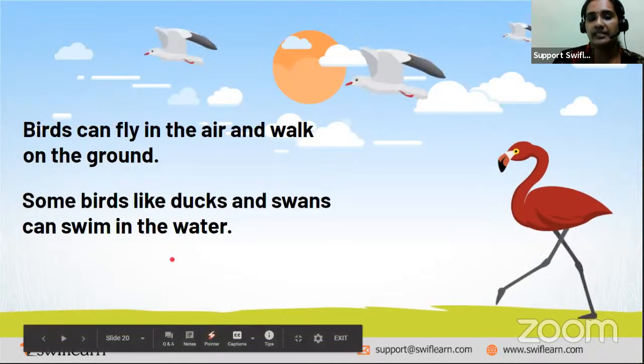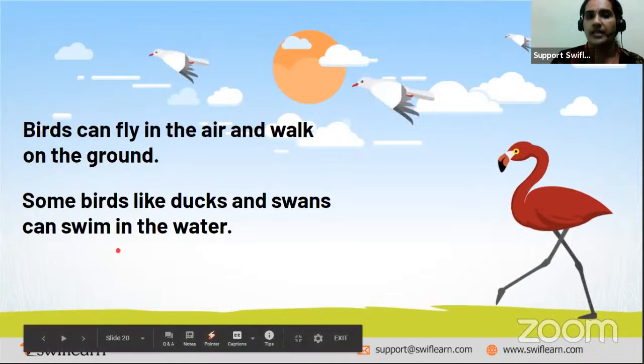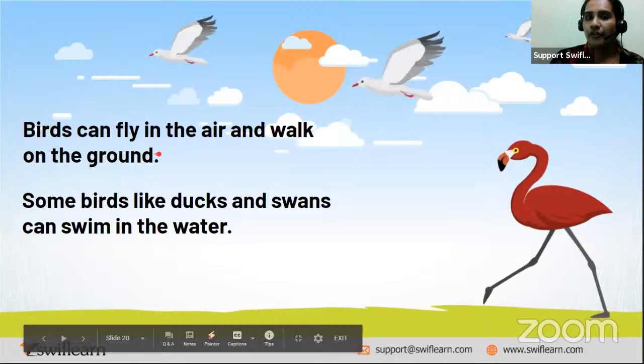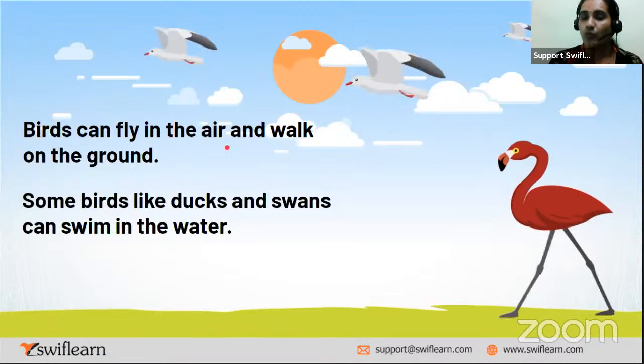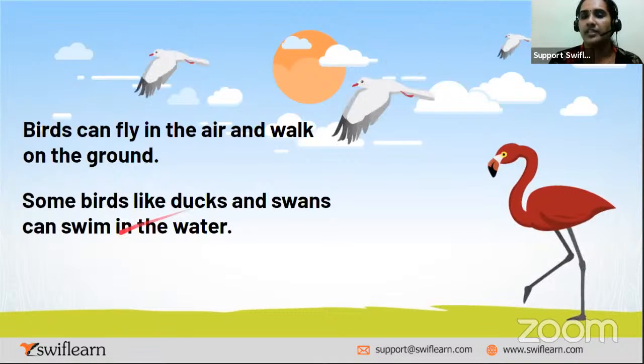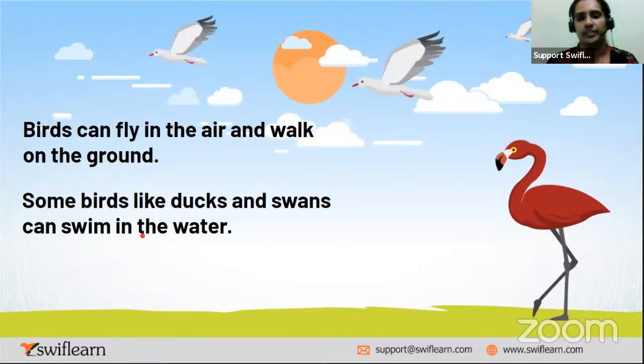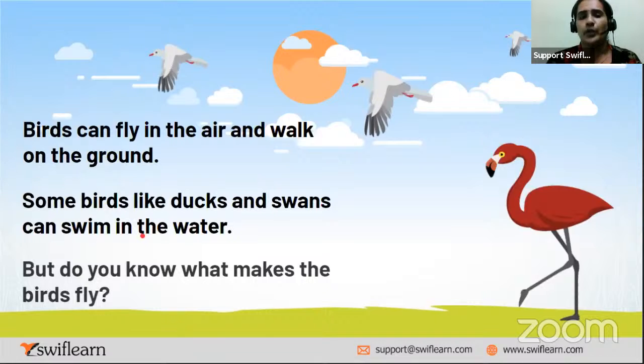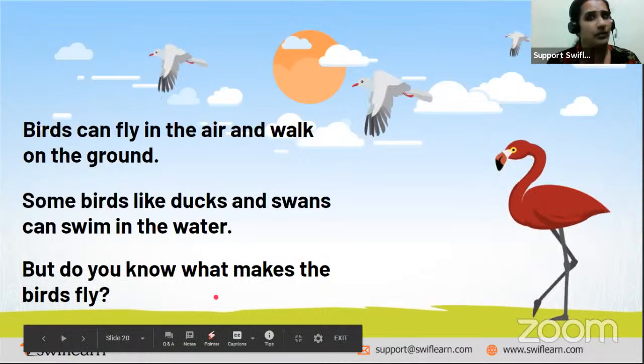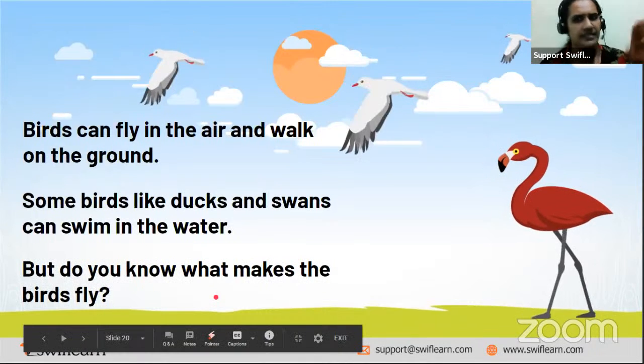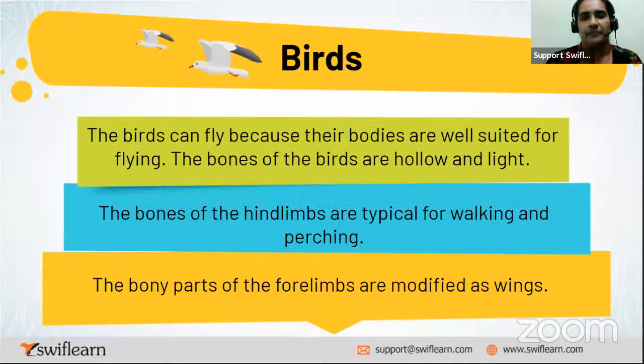Some birds like ducks and swans can swim in water. Some birds fly in the air and walk on the ground, and ducks and swans swim in the water. But do you know what makes the bird fly? Do you know how it is flying? What makes the bird fly?